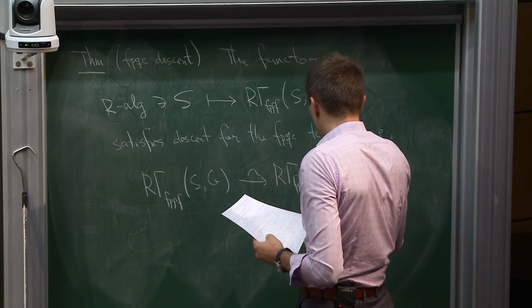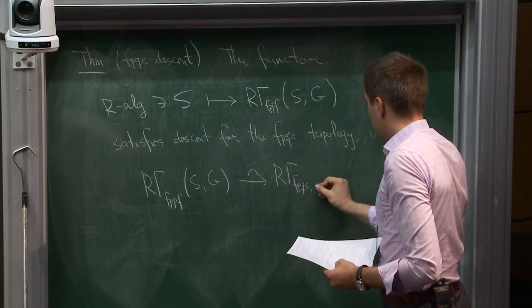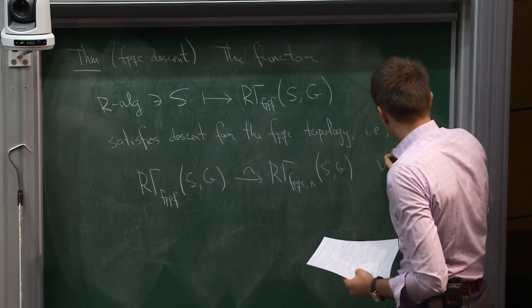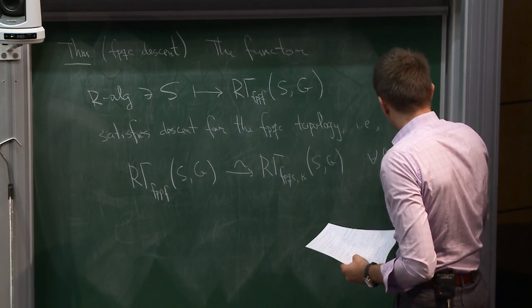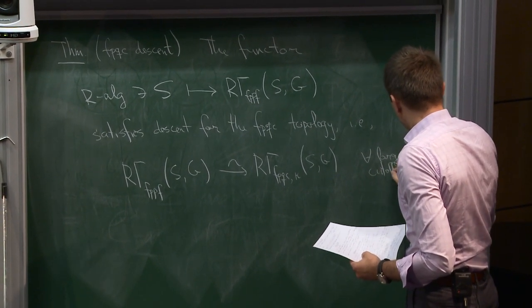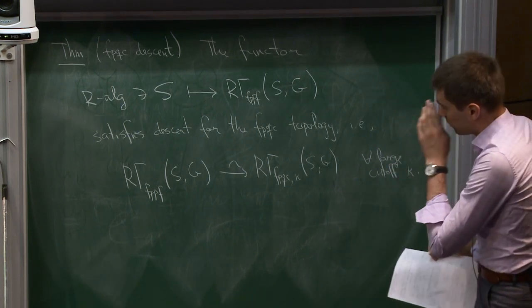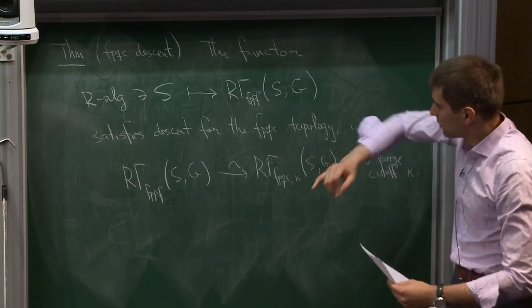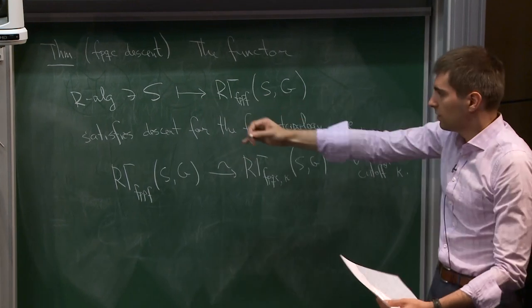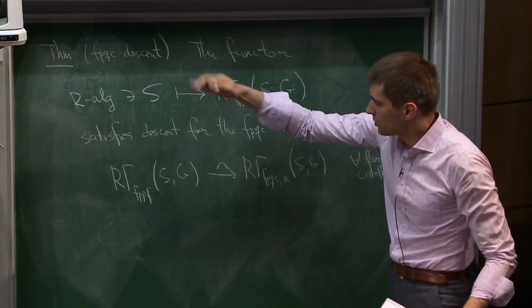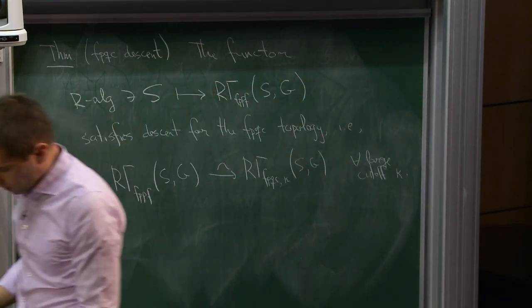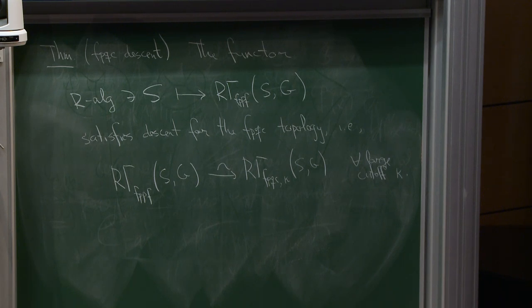Of course, the FPQC topology is large. For instance, that of a field involves any other field, so one needs some cutoff cardinal, but that's just a technicality. So for every sufficiently large cutoff cardinal kappa, we have that the FPPF cohomology can be computed in the FPQC topology. And in particular, if one has a large flat cover of this S, then one can compute the FPPF cohomology of S in terms of the Čech nerve of that cover, which is how this result is useful in practice.